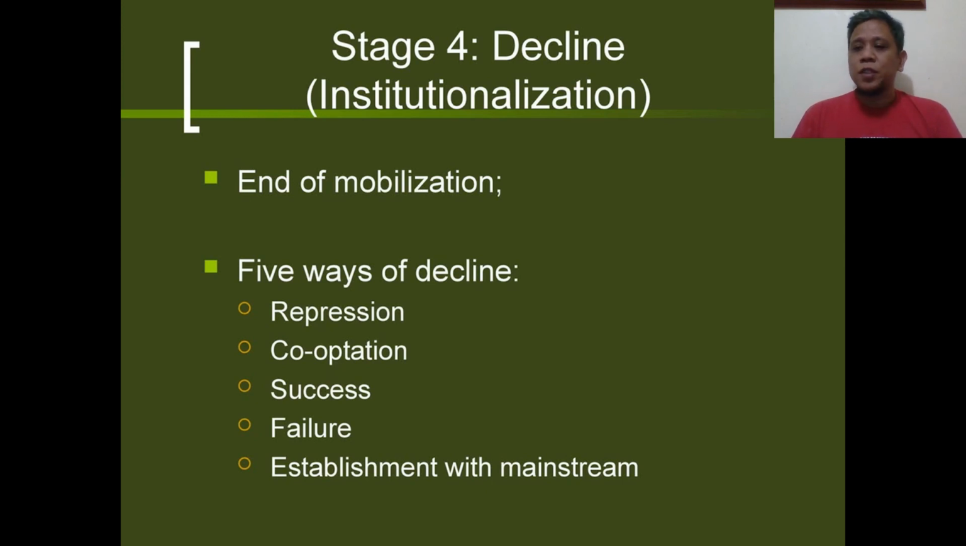In stage four, social movements eventually decline for one or more of many reasons. Sometimes they achieve their goals and naturally cease because there is no more reason to continue. More often, however, they decline because they fail. Both the lack of money and loss of enthusiasm among a movement's members may lead to a movement's decline, and so might factionalism or strong division of opinion within a movement. There are five ways of decline: the repression, the cooptation, the success, the failure, and lastly, the establishment with the mainstream.